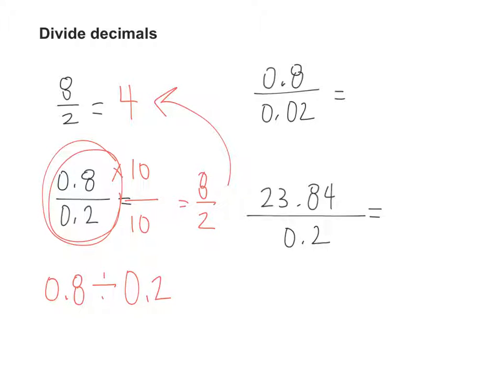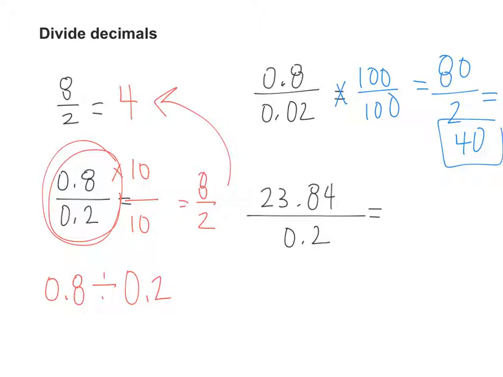Very good. What if I have 0.8 over 0.02? How can I make that divisor a whole number? What do I need to multiply by, Anushka? 100 over 100. So then, what's 8 tenths times 100? 80. And what's 2 hundredths times 100? So this is equal to 40.